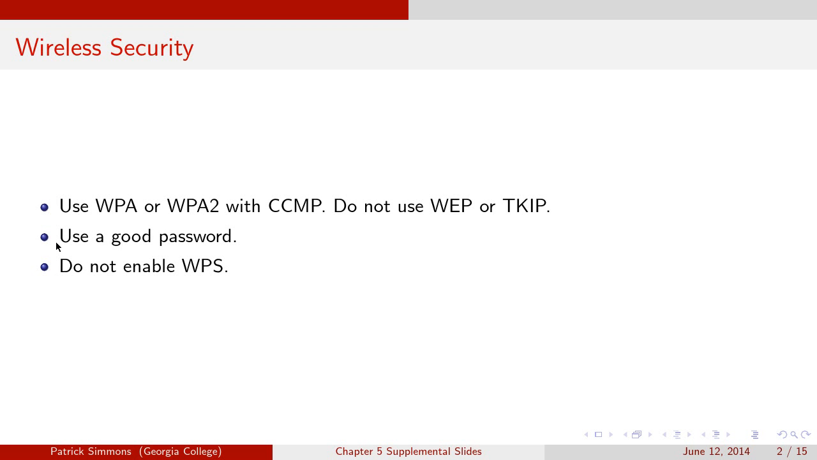So, back to wireless security. Do not enable WPS on your router. If your router features WPS, make sure it's disabled. WPS was supposed to provide an easy way to add new laptops or new devices to a wireless network, but it had a flaw in it. It's insecure, so you should disable it.